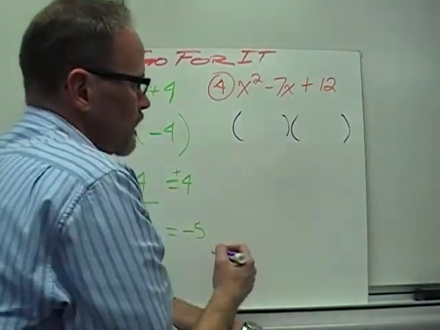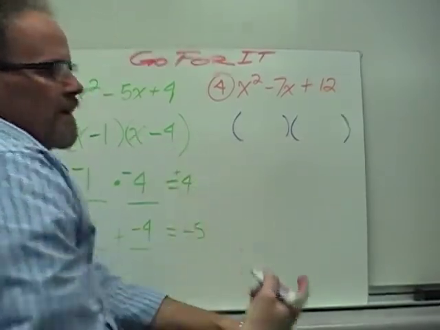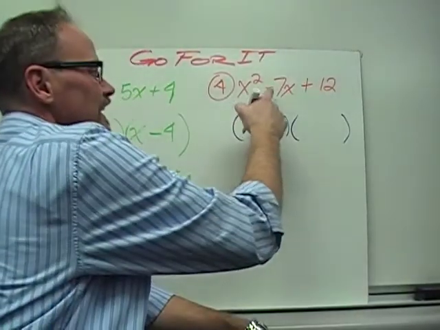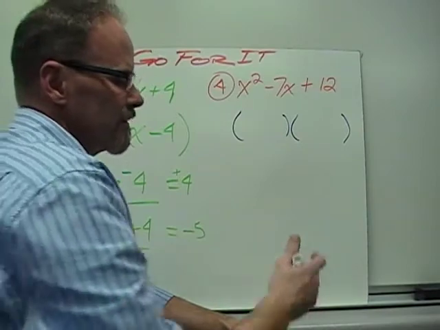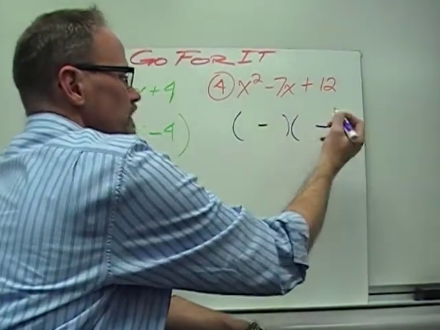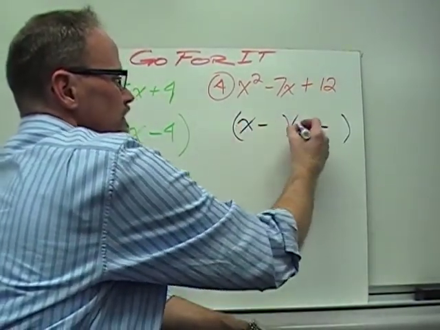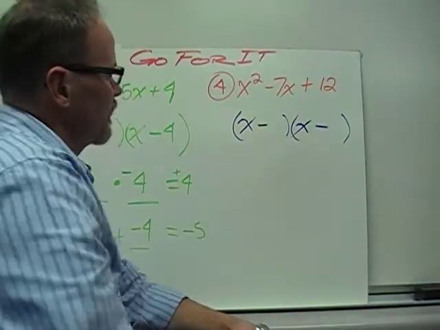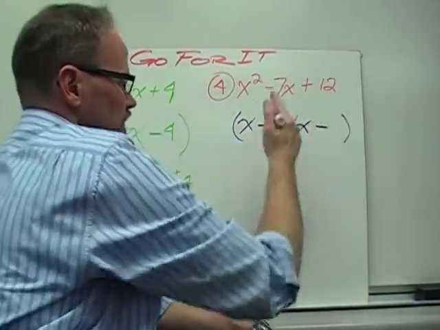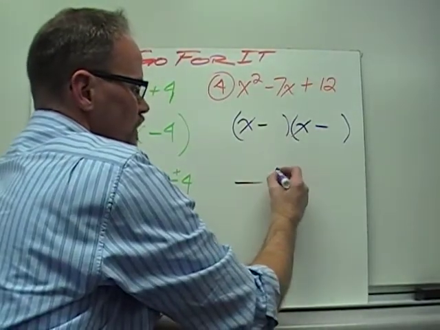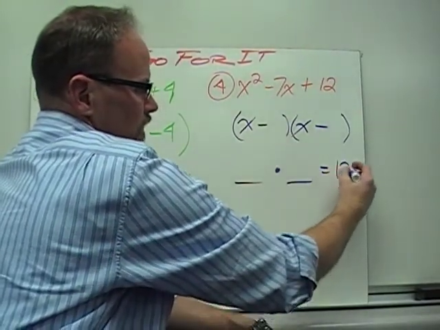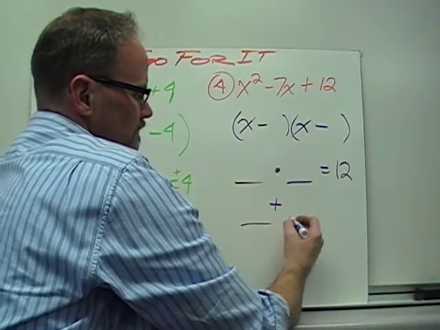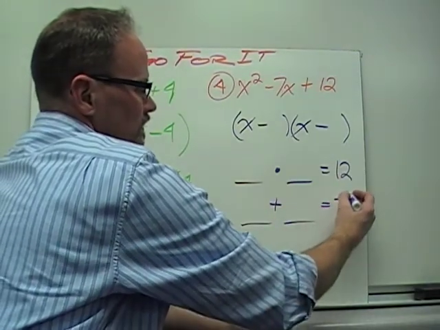template. You might have seen a pattern right now. If you see negative, positive, go ahead and do it. You know you're going to have negatives. You also know you're going to have x's in the first term for the binomial. And now we just got to figure out what's up with 12. We need some factors of 12 that when I add them together, they're going to equal negative 7.